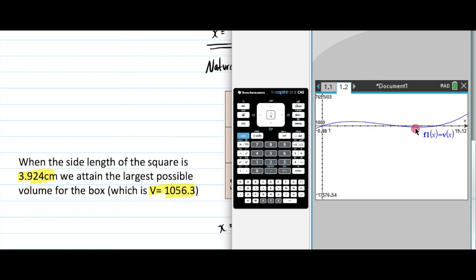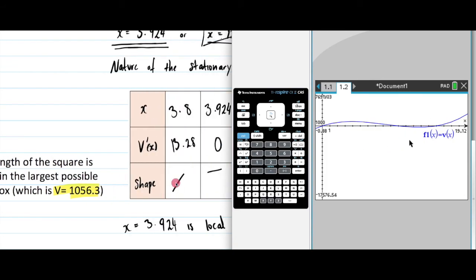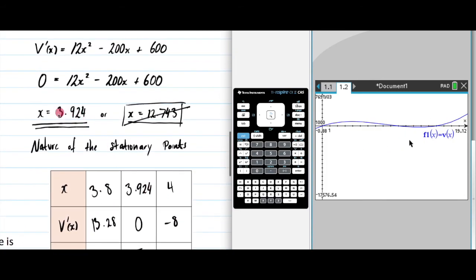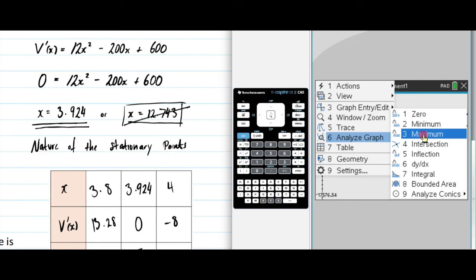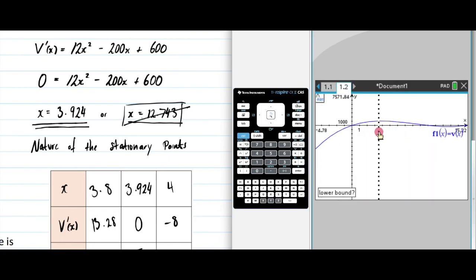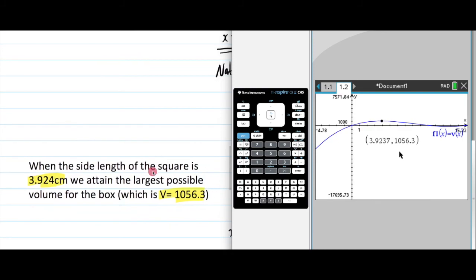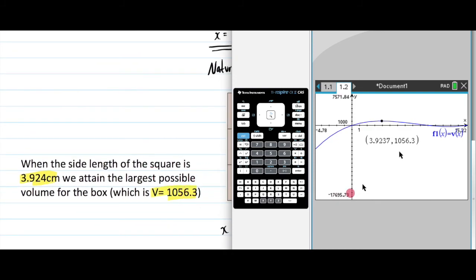And as you can see, I have a maximum here. I have a minimum here. And if we've done our calculations correctly, our maximum should be 3.924. So this point right here, let's double check that. Analyze graph. Let's go maximum between this point and this point. And as you can see right there, we get 3.924. And the volume for when my x is 3.924 will be 1056.3, which is exactly what I've written here. So we can use our CAS to solve that right here.